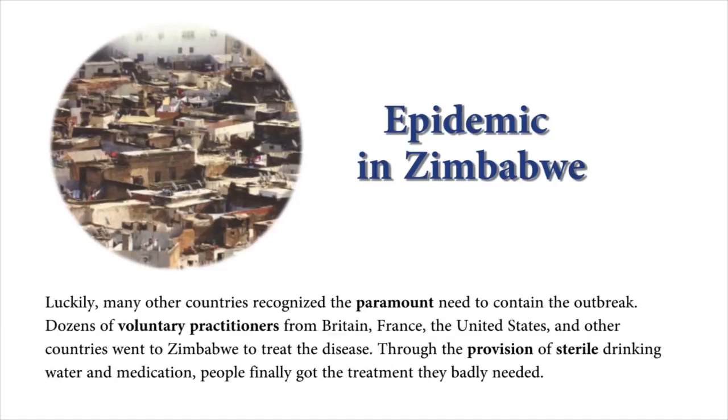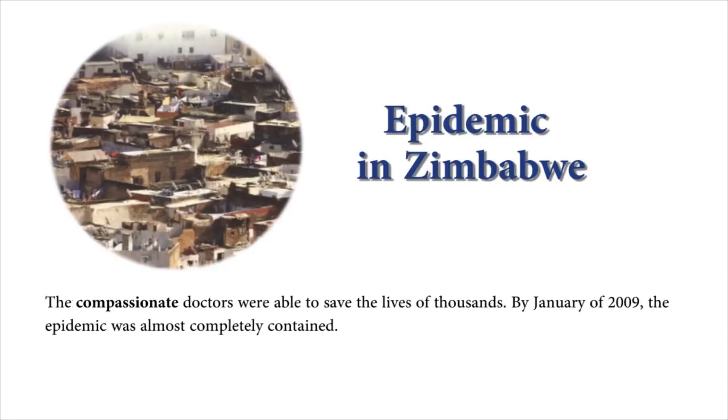Luckily, many other countries recognized the paramount need to contain the outbreak. Dozens of voluntary practitioners from Britain, France, the United States, and other countries went to Zimbabwe to treat the disease. Through the provision of sterile drinking water and medication, people finally got the treatment they badly needed. The compassionate doctors were able to save the lives of thousands. By January of 2009, the epidemic was almost completely contained.